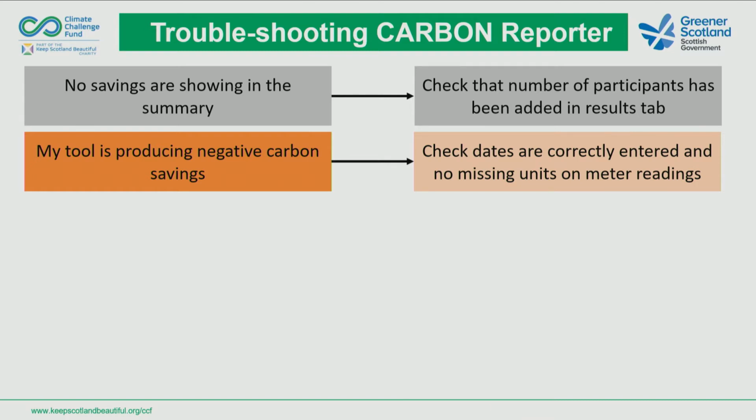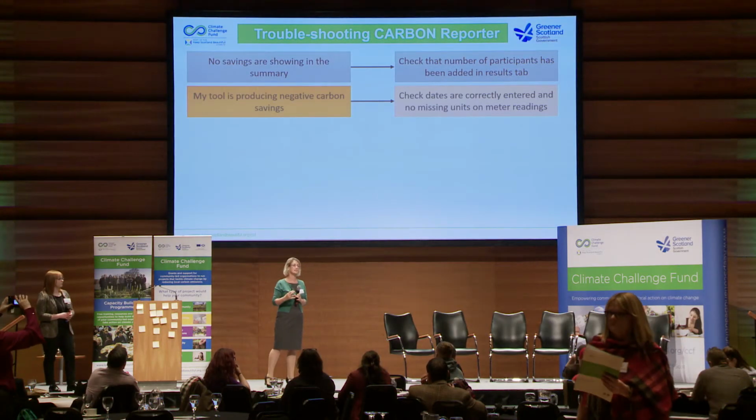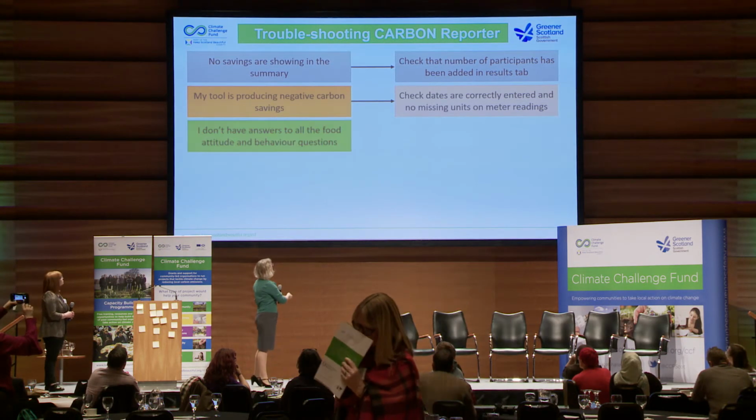If you're getting negative carbon savings in home energy, what we're finding is that sometimes, and this is a flaw in the way that the tool was designed, you lose the table headings as you get more rows in. So people sometimes get the dates the wrong way round, or they get the meter readings the wrong way round. And that means that the tool calculates it as a negative saving.